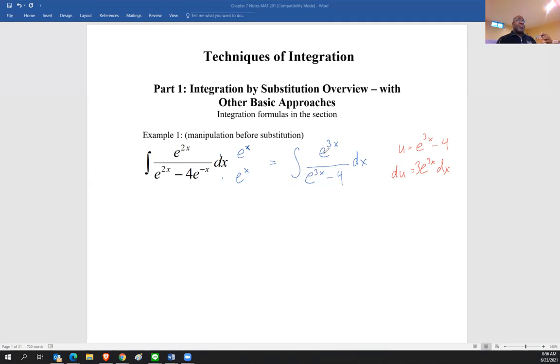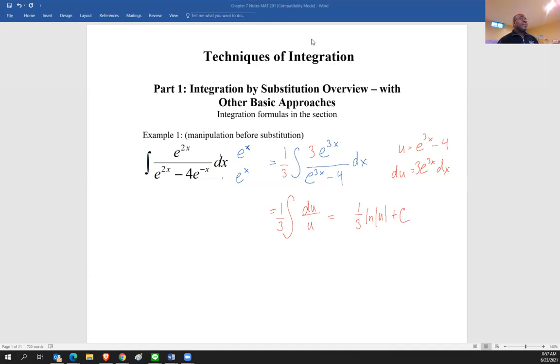But you note here that we did some manipulation to the expression in order for us to use substitution in a very straightforward way. All right, so rewriting this integral in terms of u, with the 3, we need to multiply and divide out by 3. And so we'll have the integral of 1/3 du over u, which we know is the natural log of the absolute value of u plus c.